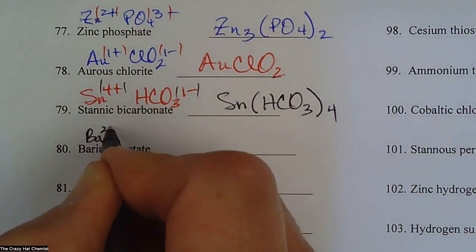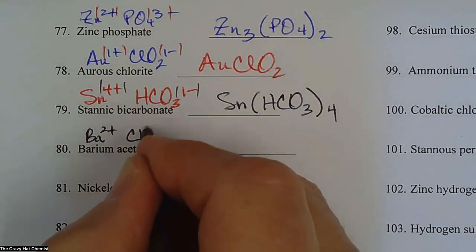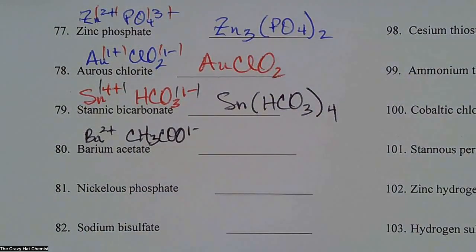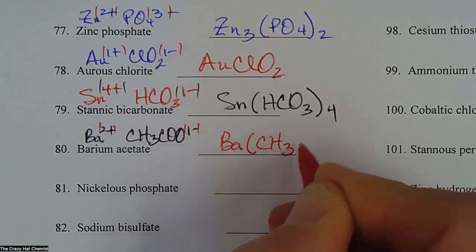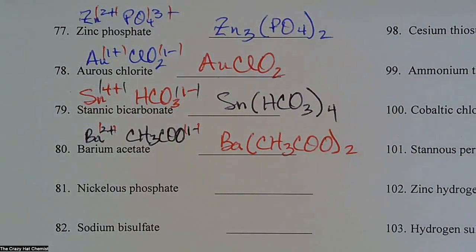Next one is barium acetate. That's Ba2 plus. That's a periodic trend charge, it's group 2, and acetate is CH3COO 1 minus. Absolute value of these numbers, that's Ba, parentheses, CH3COO, parentheses, and a 2, and that's barium acetate.